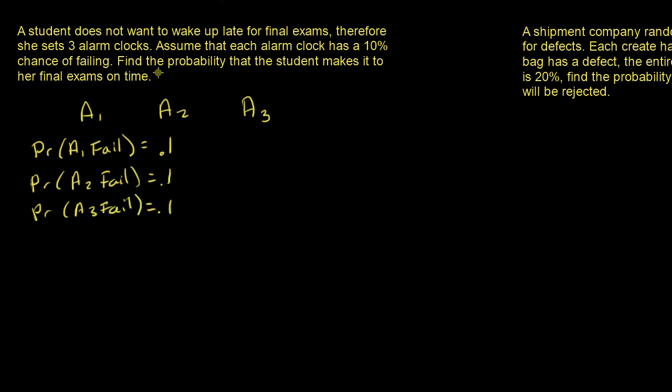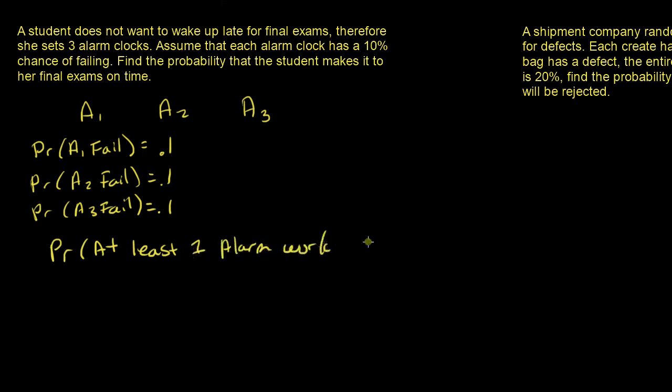Okay, so now we want to find the probability that the student makes it to her final exam on time. Well, what does that mean? That means that alarm 1, or at least one of the alarms works, right? So alarm 1 works, or alarm 2 works, or alarm 3 works, or alarm 1 and 2 work, or alarm 2 and 3 work. No need to think of all those different combinations, right? At least one of the alarms works. So that's why this is kind of at least one fails, or at least one works. So in this case, at least one works.